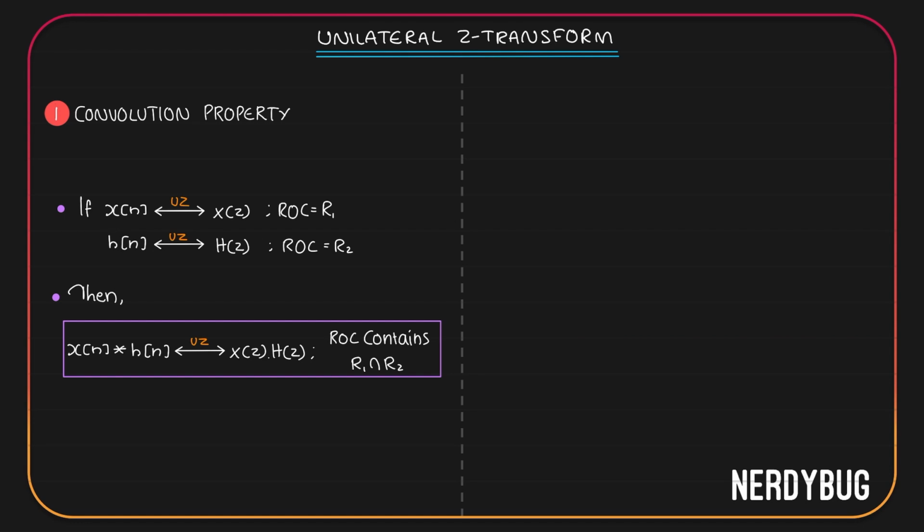the unilateral Z transform of the convolution of x of n and h of n is the product of x of z and h of z. Its ROC will contain the intersection of R1 and R2. But this is exactly the same as what happened in the bilateral Z transform. What is the difference? The difference is there is a condition. Here, x of n and h of n should be 0 for n less than 0. This is the basic condition for the unilateral Z transform. X of n and h of n both should be causal sequences. If you take h of n as the impulse response of an LTI system, then that LTI system should be causal.